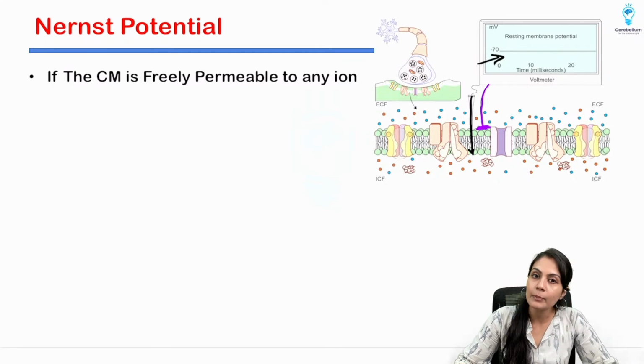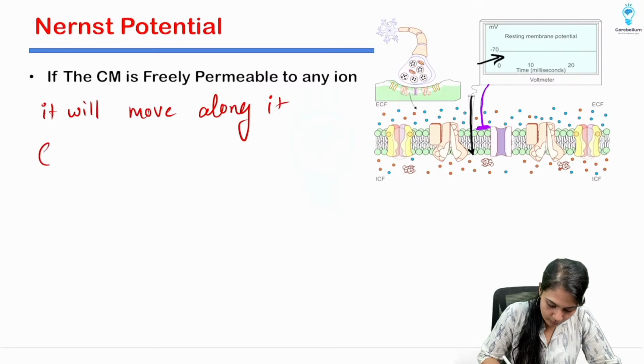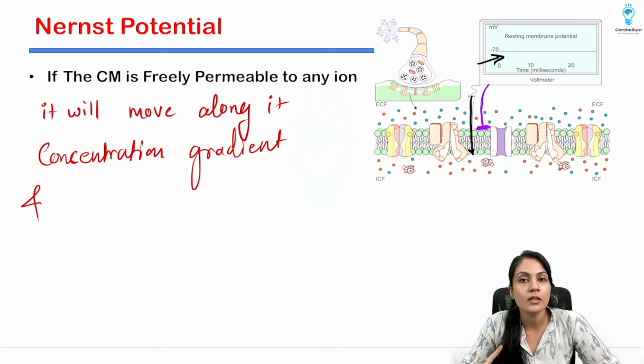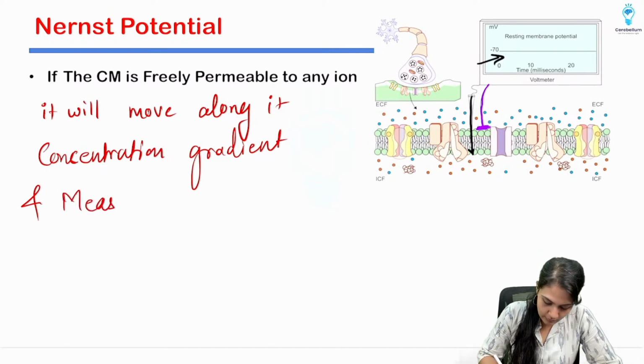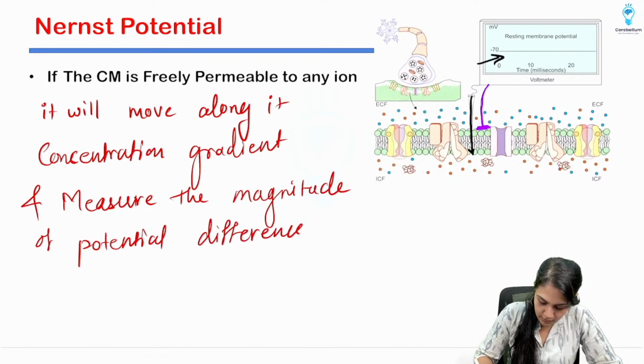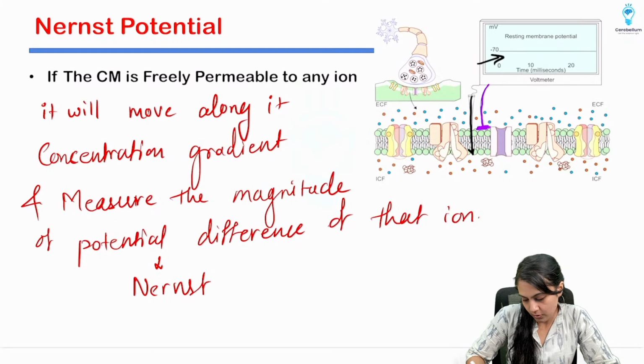If the cell membrane is freely permeable to any ion, it will move along its concentration gradient, and if we measure the magnitude of potential difference of that ion movement, then it is going to be the Nernst potential. It is called the Nernst potential.